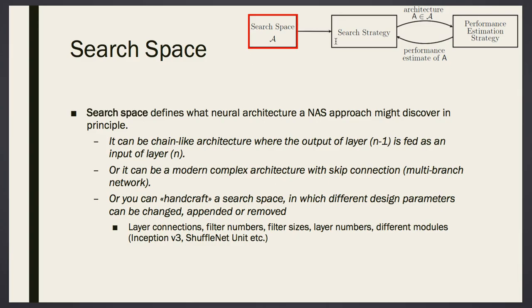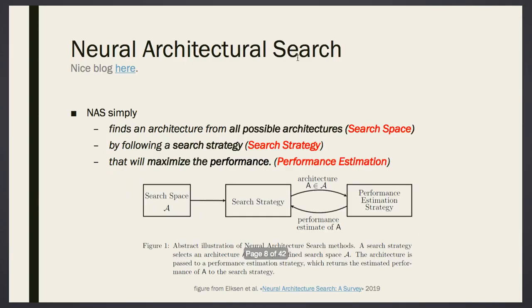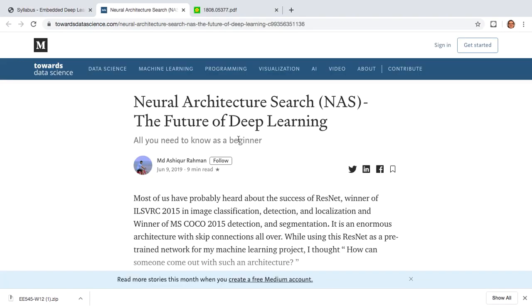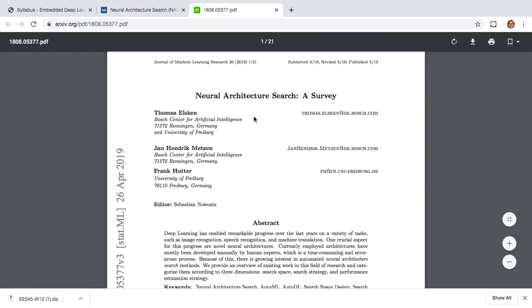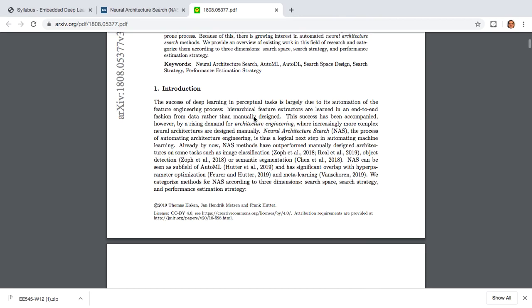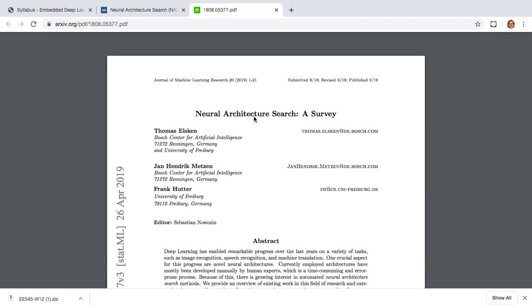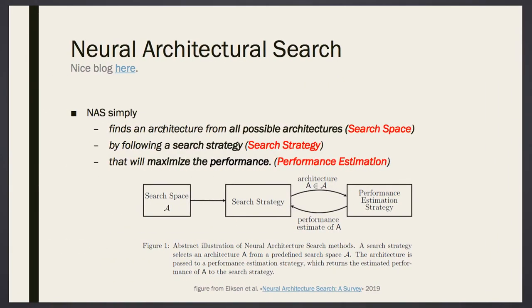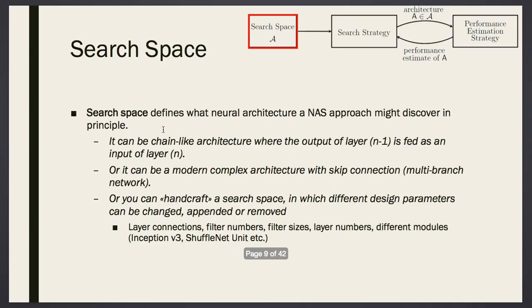So you've got this same figure around here. This figure is taken from this paper actually, guys. This is a very good paper. I strongly recommend you read this paper, guys. So yes, let's look at the slides, and the first one is search space.